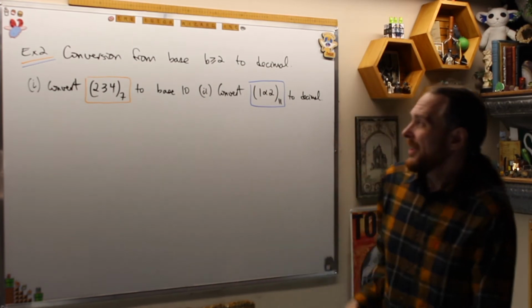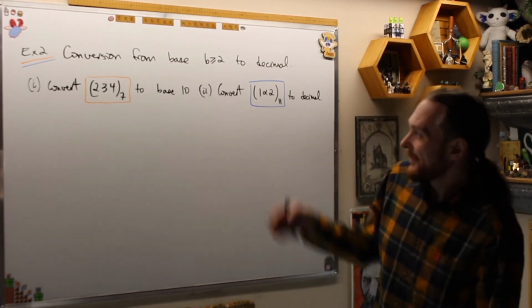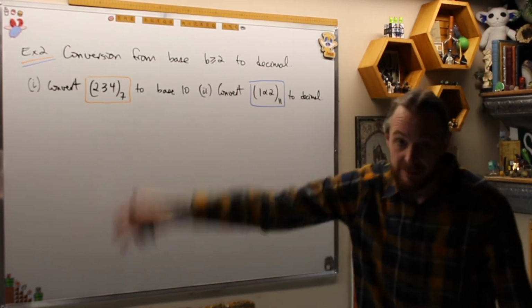Example 2 is going to be conversion from, we'll do the easy one first, from base B to decimal representation.